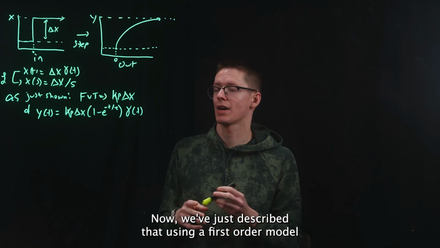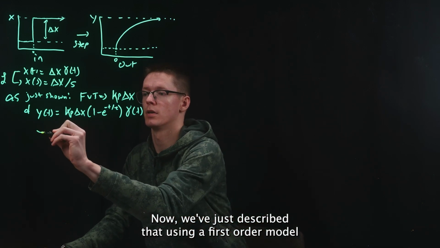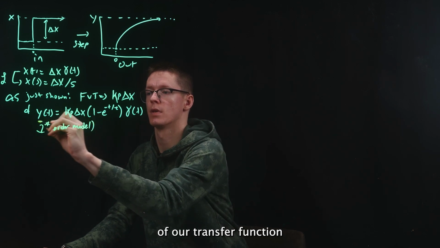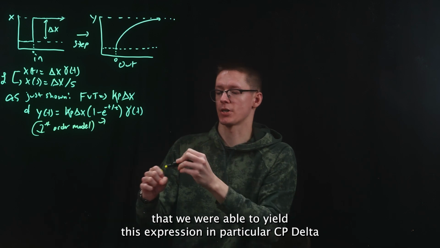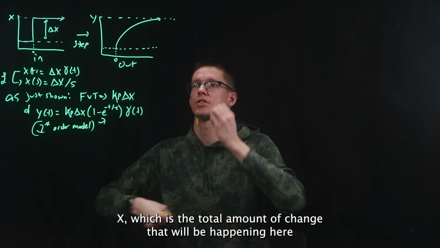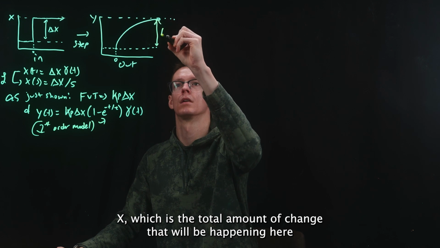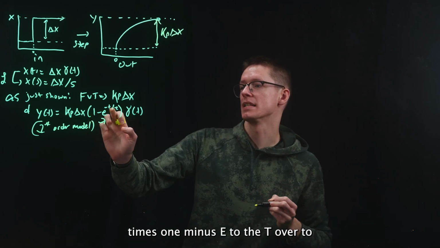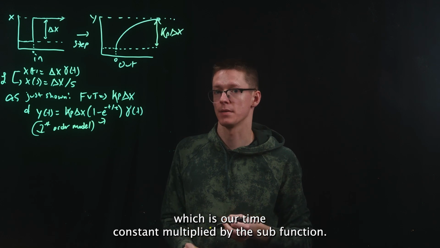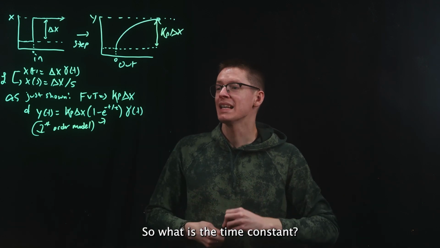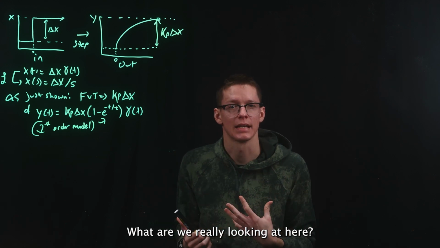Now we've just described that using a first order model of our transfer function, we were able to yield this expression in particular. Kp delta x, which is the total amount of change that will be happening here, times 1 minus e to the minus t over tau, which is our time constant, multiplied by the step function. So what is the time constant? What are we really looking at here?